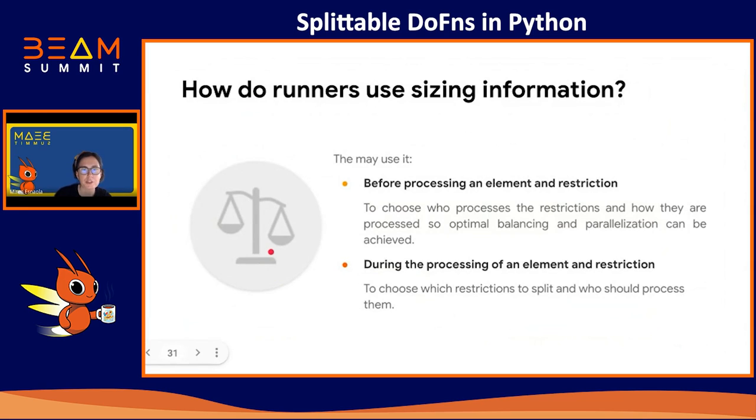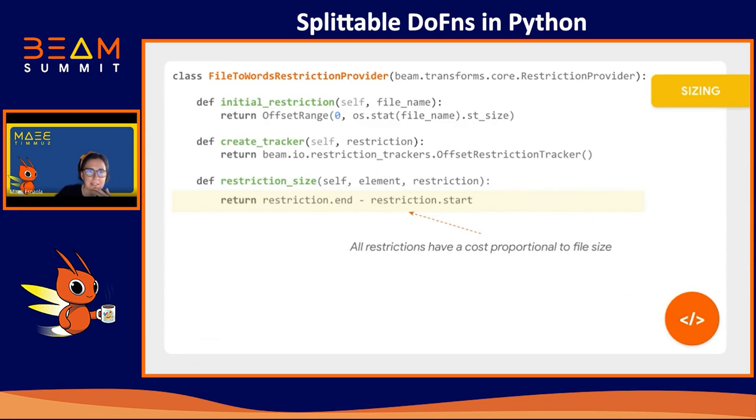We also saw that there is a method that returns the size of the restriction. Okay, so this sizing information is used at two points by the runner. It can be used at the beginning, okay, to decide how to do the initial parallelization of work, and it can be used while already running to do splits, okay? So let's take the example that we were discussing before for the file, okay? So the restriction size is the end offset minus the start offset, okay?